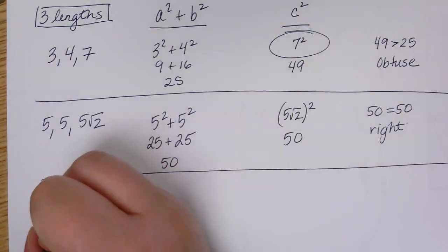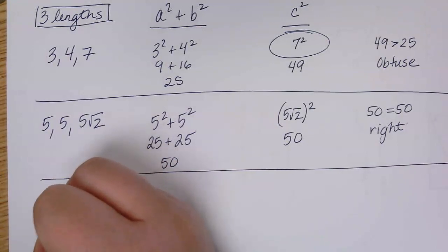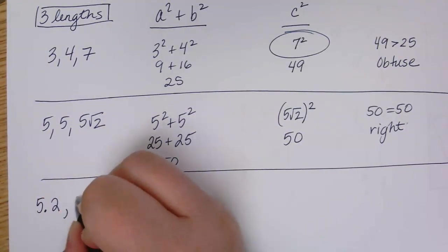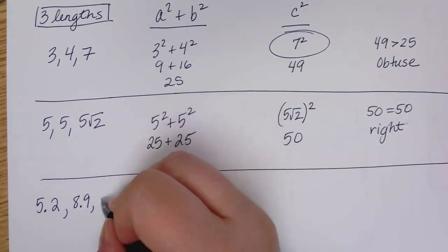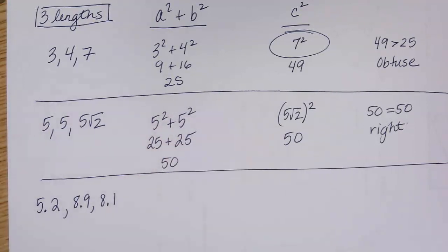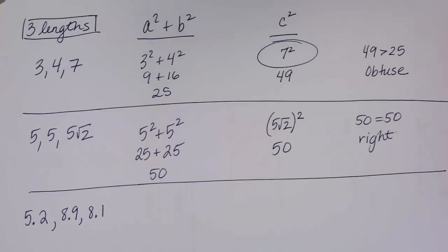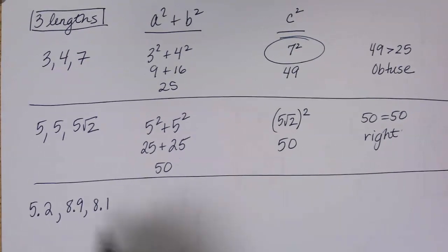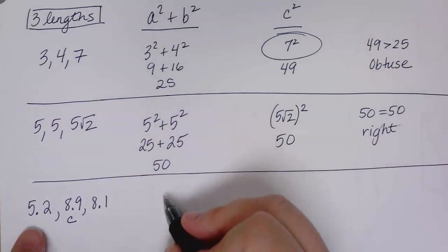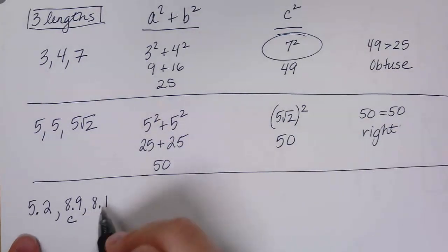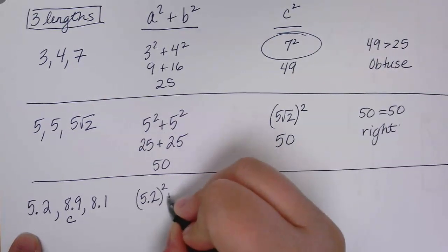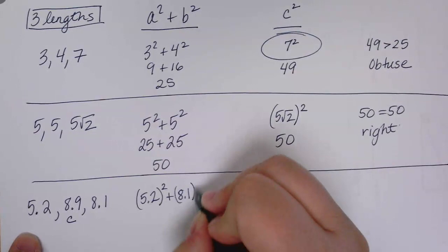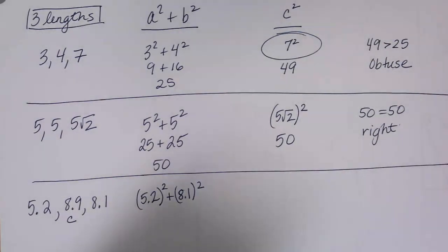Okay, let's do 5.2, 8.9, and 8.1. Are those in order? No, they're not. So be careful of that, remember. This is the largest side, so this would have to be the C. So when I square and add A and B, and it doesn't matter which one's A and which one's B, that never matters. So 5.2 squared plus 8.1 squared. Let me do that in my calculator.